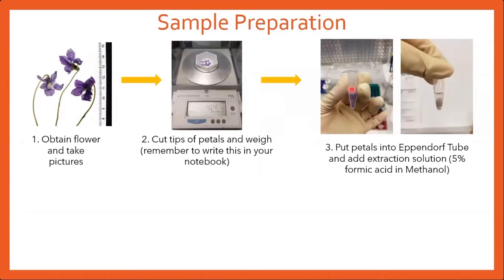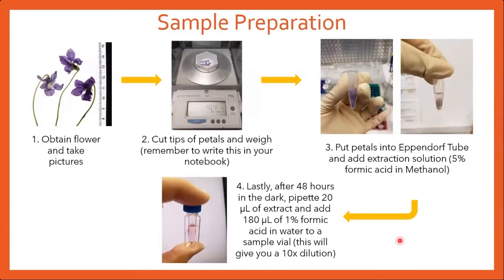Now you put your petals in this Eppendorf tube, and you add what we call the extraction solution, which is made out of 5% formic acid and methanol. The reason we use methanol when extracting is because it can get out all of the pigments within the flower, even the hydrophobic ones. If we used water, it would not be able to get all pigments, since some are not very compatible with water. So we want to use methanol in this step.